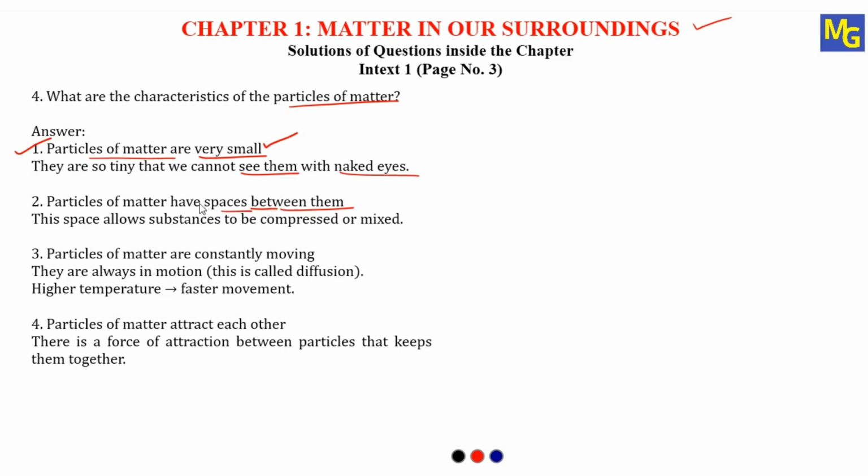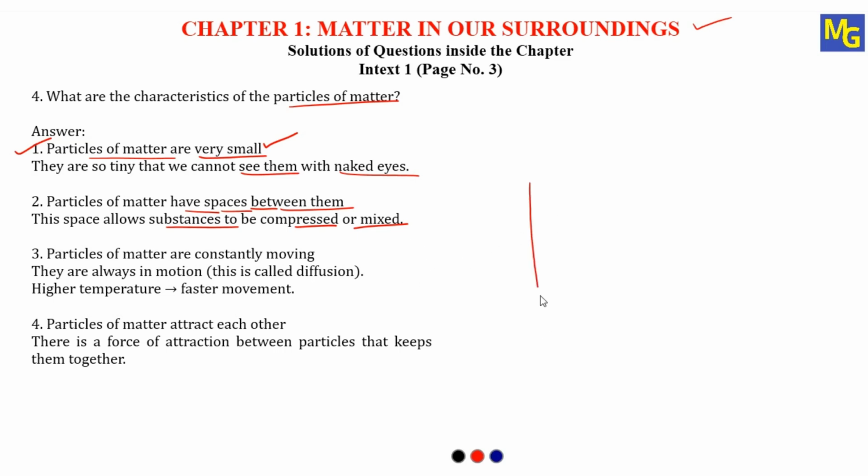In liquid, there is a space. In gases, the space is high. This space allows substances to be compressed or mixed. So that's why in water, we can mix solids like sugar or salt or ink. When we add sugar into water, it gets completely dissolved.